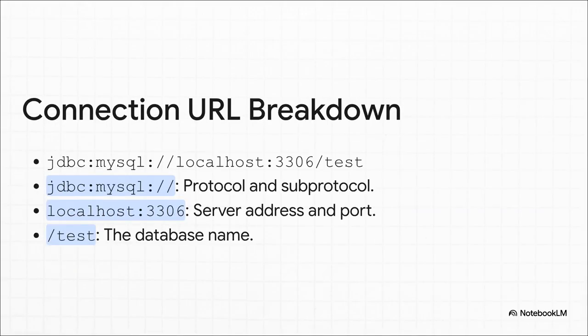Now, you really want to pay attention to this URL string, because I'm telling you, this is where most people make a mistake. It's got a specific structure. You've got the protocol part, jdbc:mysql://, then the server address and port, like localhost:3306. And finally, the name of the actual database you want to use, /test. A single typo in this string and your connection will fail, every time.